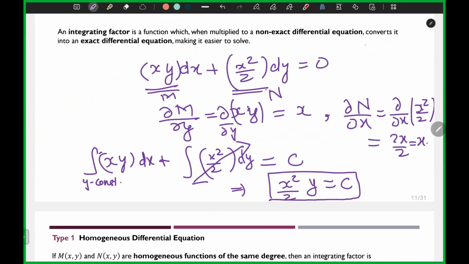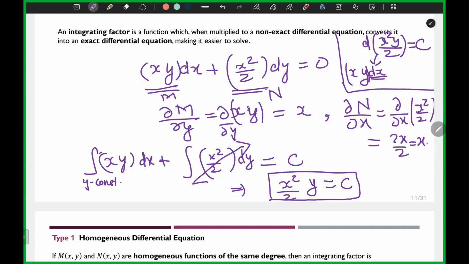x square y upon 2 equals c. So one time you differentiate with respect to x and one time with respect to y. Okay. So when you are differentiating with respect to x, what is it? It is 2x into y upon 2, right?